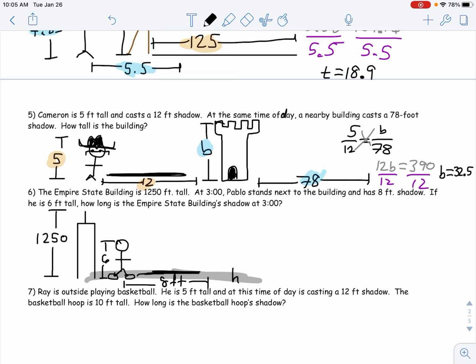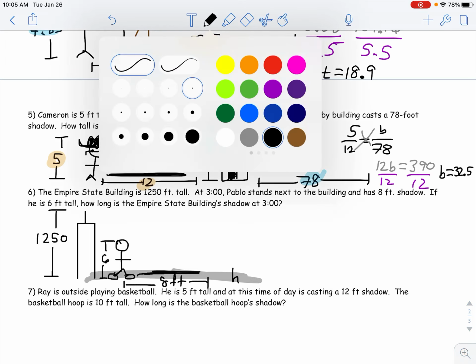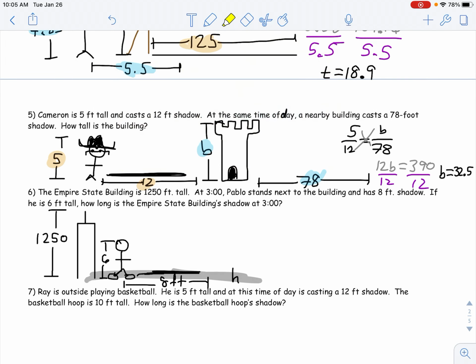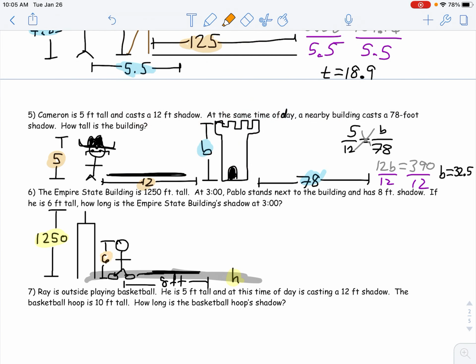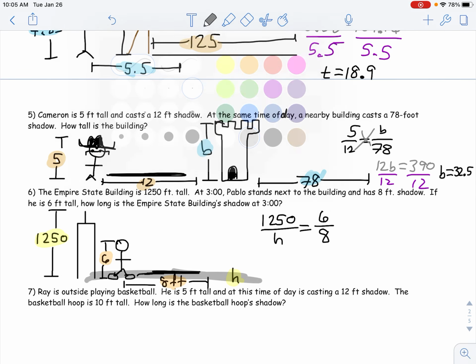And I don't like to use S because it looks like a 5, so I'll use H because that's the next letter in shadow. But anyways, we're just going to compare the height of the Empire State Building to its shadow, to the height of Pablo to his shadow. So I'm going to get 1,250 over the shadow length H equals the height of Pablo over his shadow length.